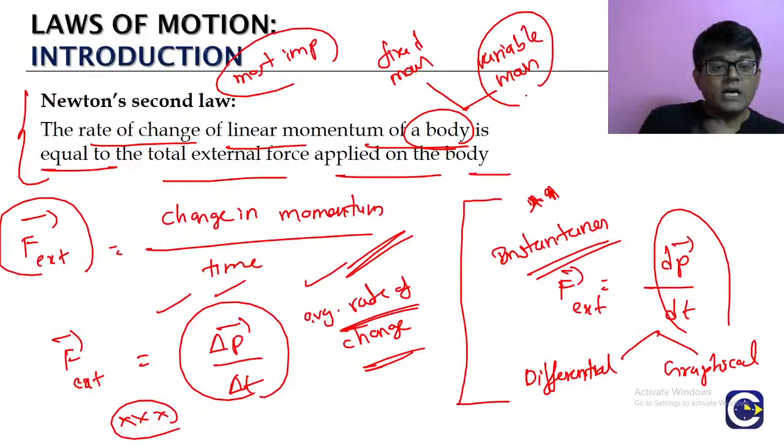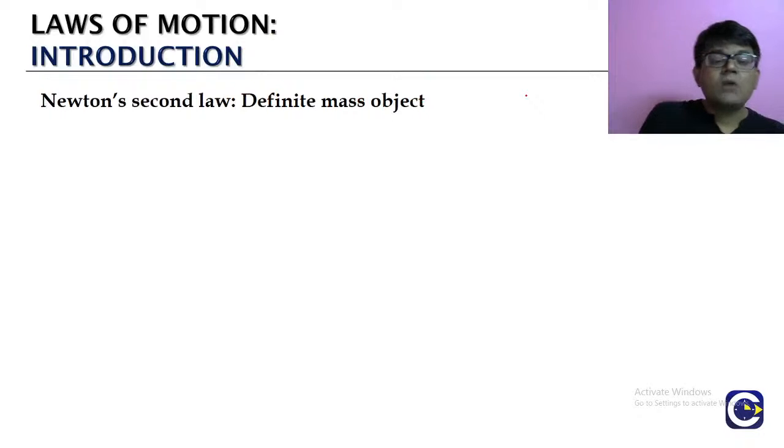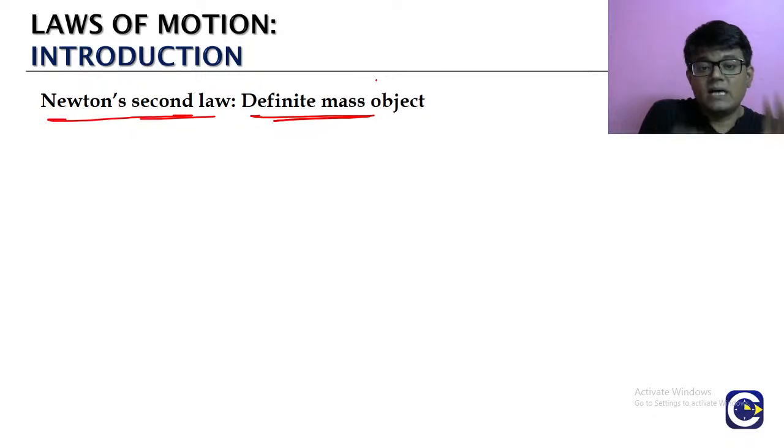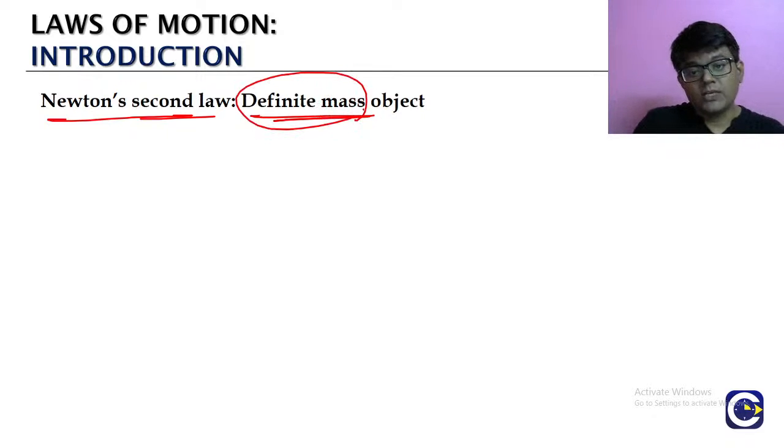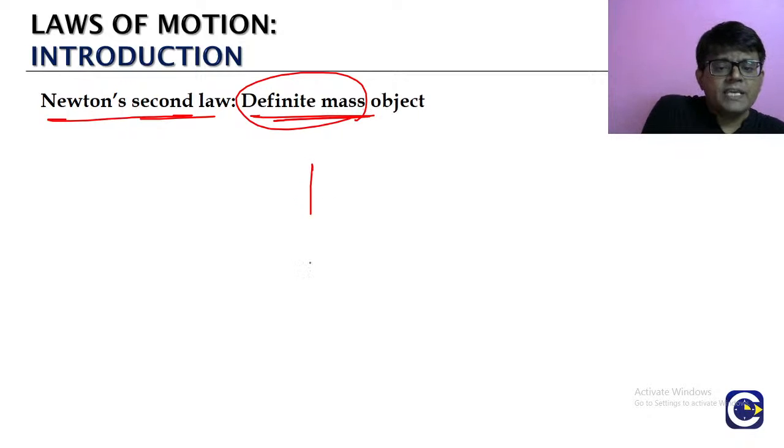Now the Newton's second law basic statement can be modified depending upon whether we are talking about the fixed mass object or the variable mass object. Okay, so we will see the modification that we can do for an object having a fixed mass. We can also call it a definite mass object.